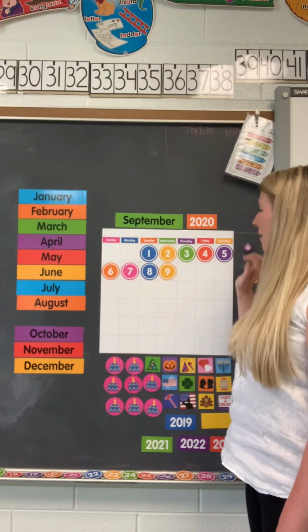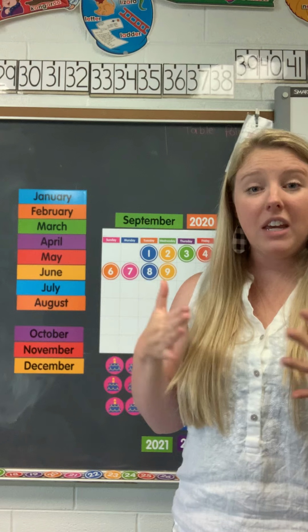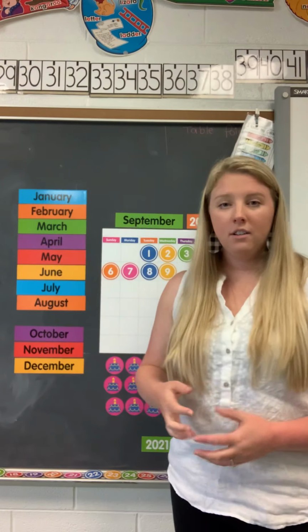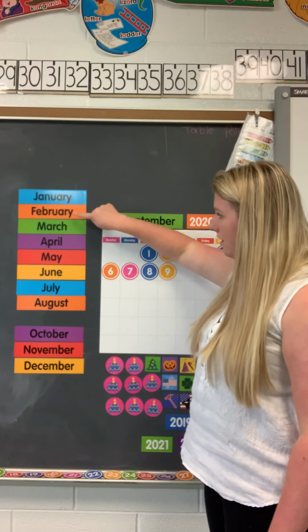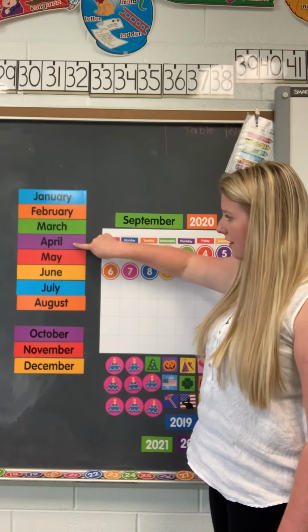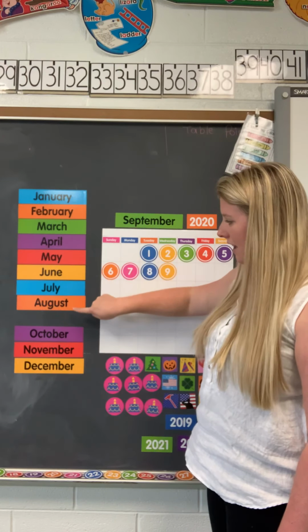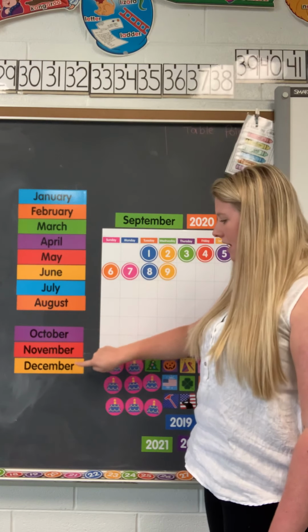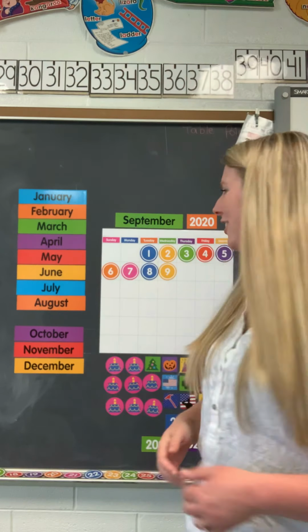Good job. Now, how many months of the year do we have? Here's our months of the year. Anybody know? Let's count. 1, 2, 3, 4, 5, 6, 7, 8, 9, 10, 11, 12. There are 12 months of the year. Good job, boys and girls.